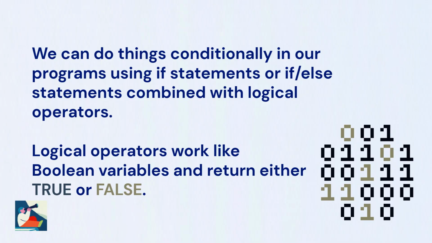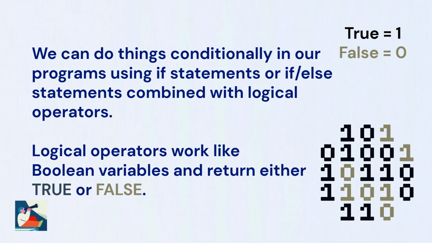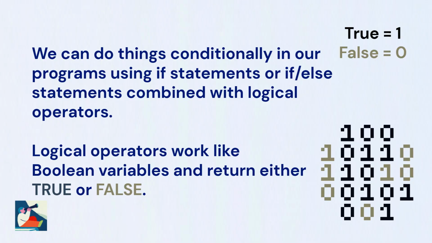Computers think in terms of true and false. This is called Boolean logic. True equals 1. False equals 0. So computers are basically giant true or false machines. Every decision boils down to yes or no.